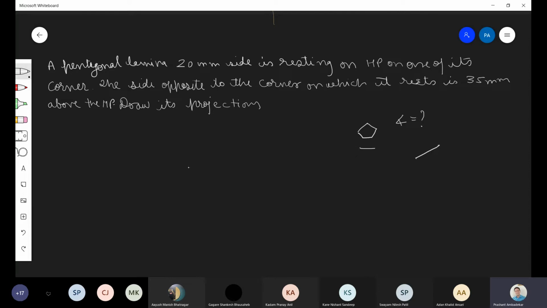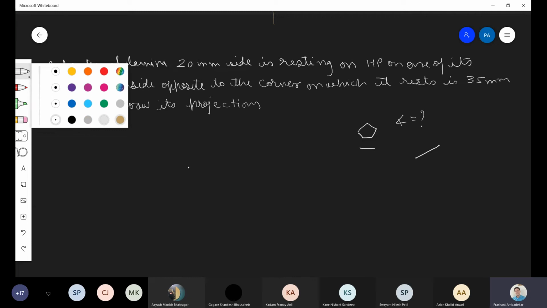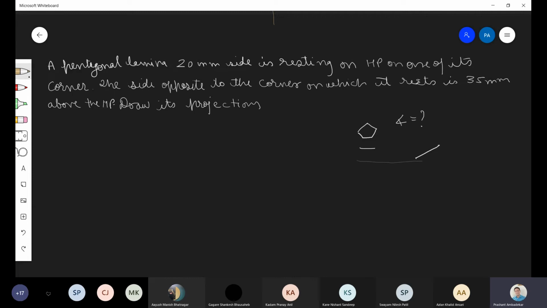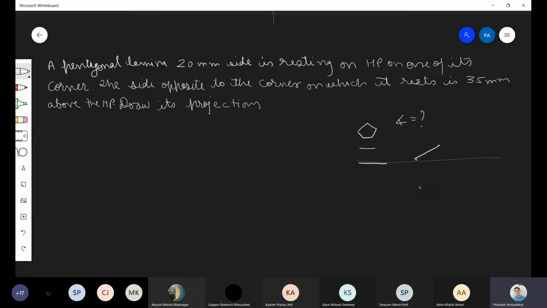Here what should come? A corner. Because what does the condition say? The condition says that it is resting on HP on one of its corners. So when we draw, here what should we get? Here we should get a corner only. So initially, what will we consider the initial position? The initial position that we'll consider here is lying on HP, and here we should have a corner. Here we should have a corner. This point should be a corner.